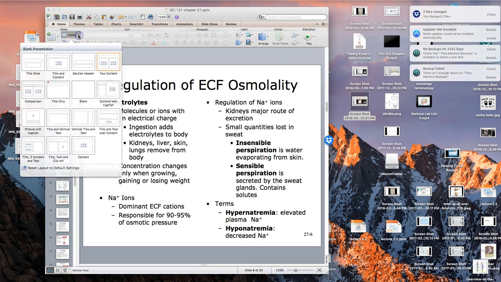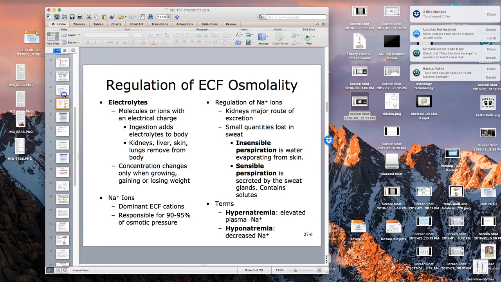Let's start, and hopefully my pen cooperates with this. So let's start with sodium, since we just talked about it. So with sodium, we said this is a huge player in the extracellular matrix. So we're just going to write extracellular excitation.